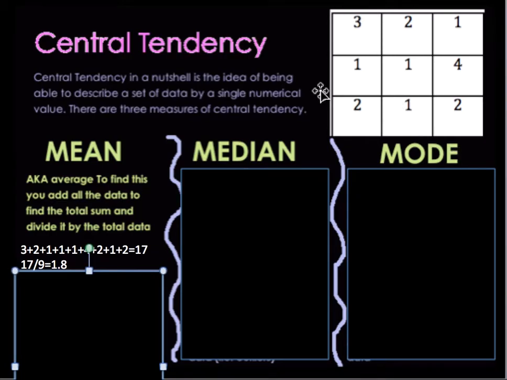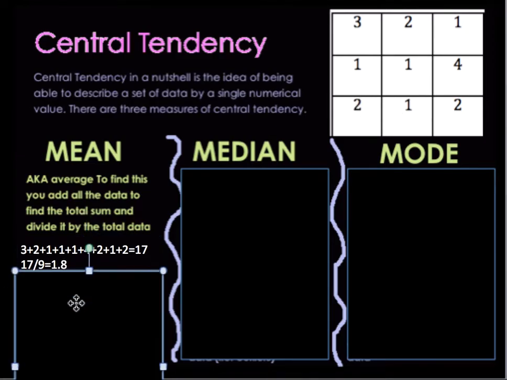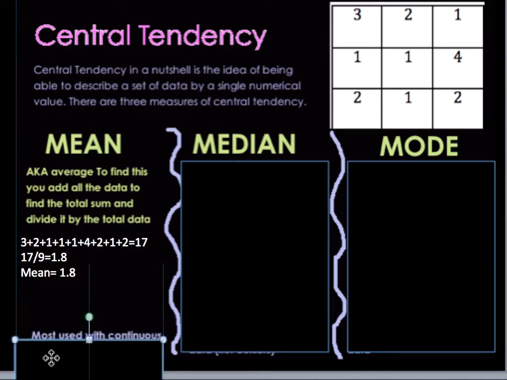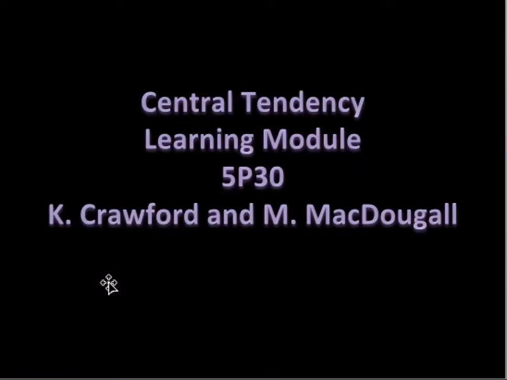If you start with 3, you have it down here, 3 plus 2 plus 1 plus 1 plus 1 plus 4 plus 2 plus 1 plus 2, which equals 17. And then you're dividing it by the total numbers in the data set. As you can see, there are 9. So 17 divided by 9 equals 1.8, which means that our mean is 1.8. The mean is most commonly used with continuous data, interval and ratio.